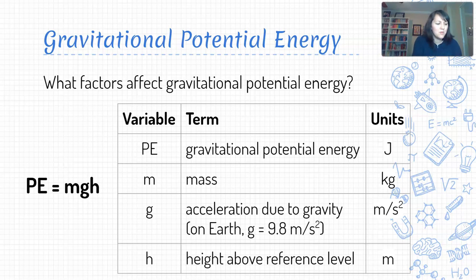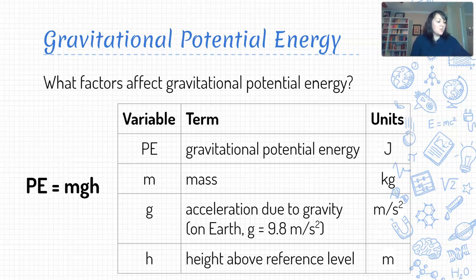And when I say height above reference level, it just means you kind of get to choose your 0 point for where you're measuring height from. So if I'm lifting up this pencil here, I could measure the height above my desk, or I could measure the height above the floor. Either of those would be perfectly good ways to think about potential energy, as long as I'm consistent throughout the problem with what I define to be my 0 point.